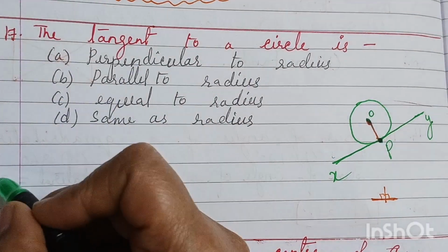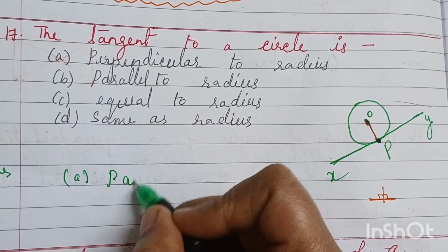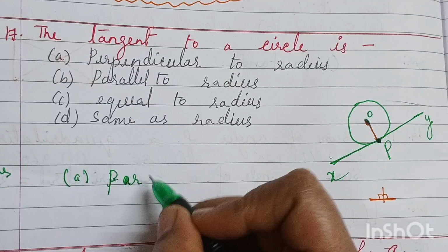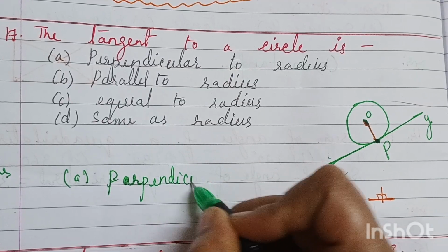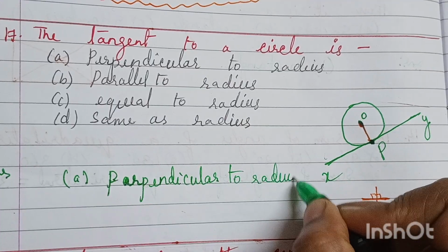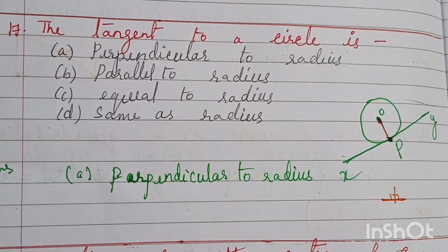So answer A, perpendicular to radius. Answer A, perpendicular to radius.